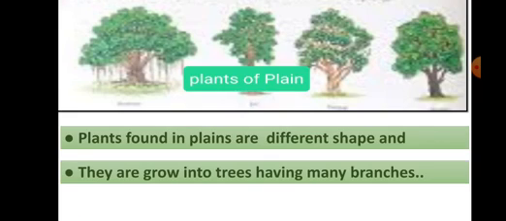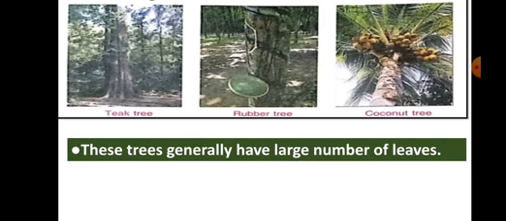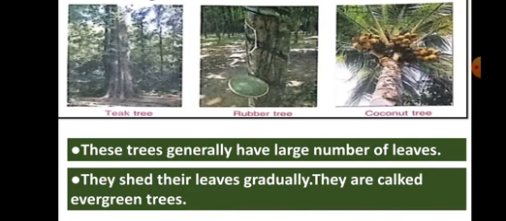One is finished: plants of hill, plants of plain, and now plants of which? Yes, hot and wet region. Examples are given: teak, rubber, and coconut. So, characteristics one by one. These trees generally have a large number of leaves. Second, they shed their leaves gradually. They are called evergreen trees.